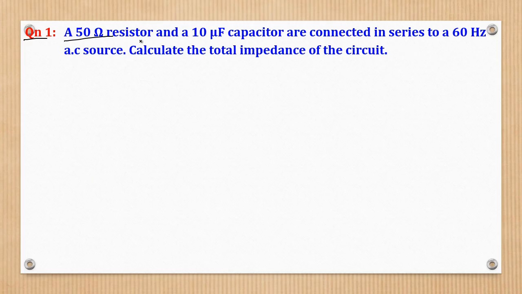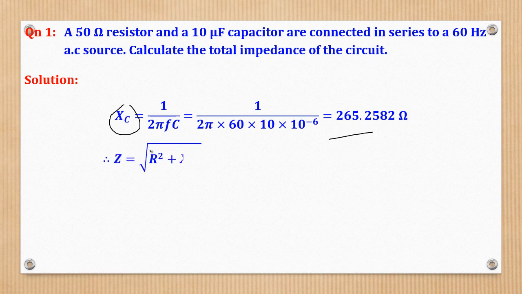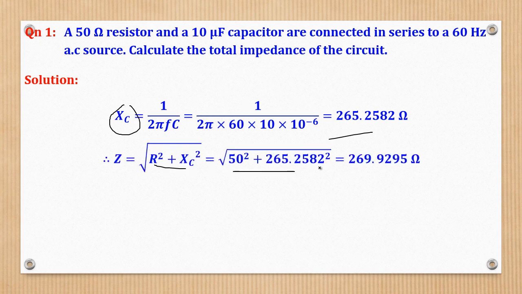Question 1 says a 50 ohm resistor and a 10 microfarad capacitor are connected in series to a 60 Hz AC source. Calculate the total impedance of the circuit. I think you also remember question 1 for the RL circuit was also asking about total impedance. So the format is the same. We first get the capacitive reactance, which is this. Then we can get the impedance from this expression.